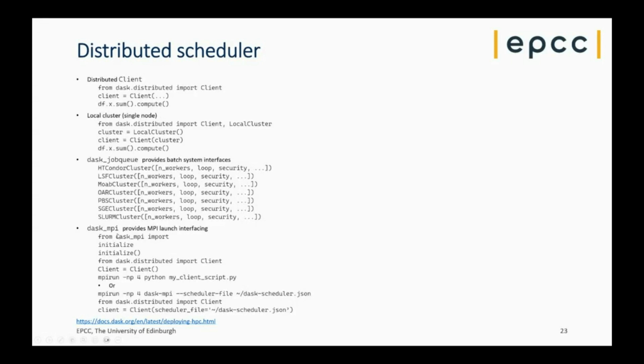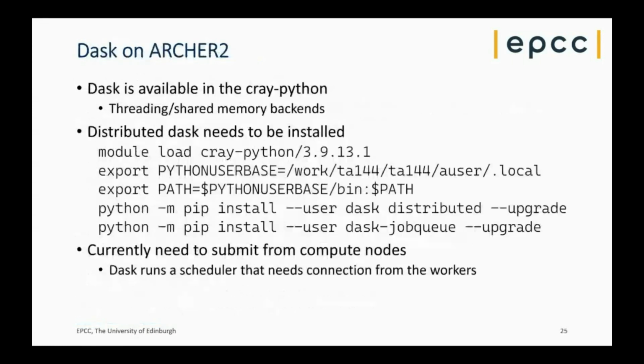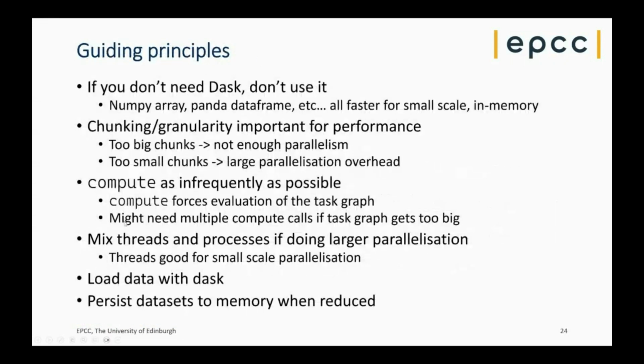Again, you don't need to worry too much about it, in the sense that we have it all installed on ARCHER2 and we have documentation on how you would generally run it on ARCHER2. Some guiding principles for using Dask: the first one is don't use Dask if you don't need to use Dask. So NumPy arrays, pandas data frames, all these kind of things will generally be faster by themselves without Dask if that's all you need. So if you only need a single node, if you don't need more memory than a single node, then you don't need to go up to this fancy parallelism because it will add overheads.